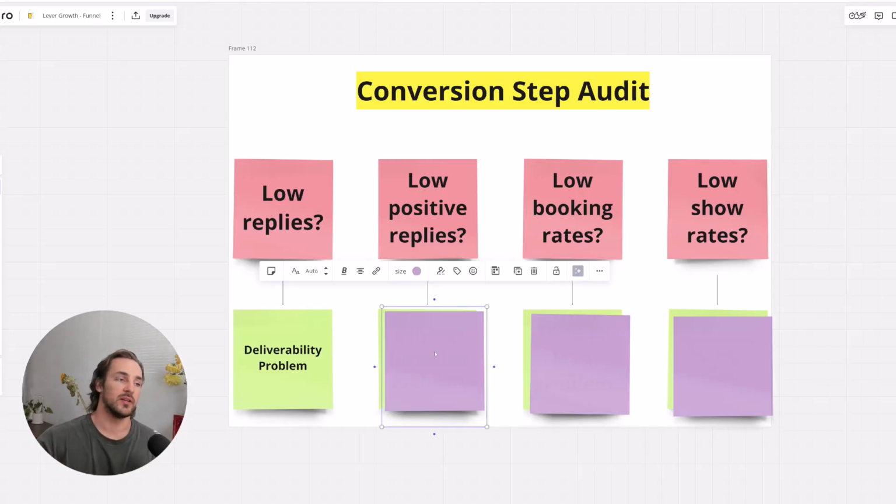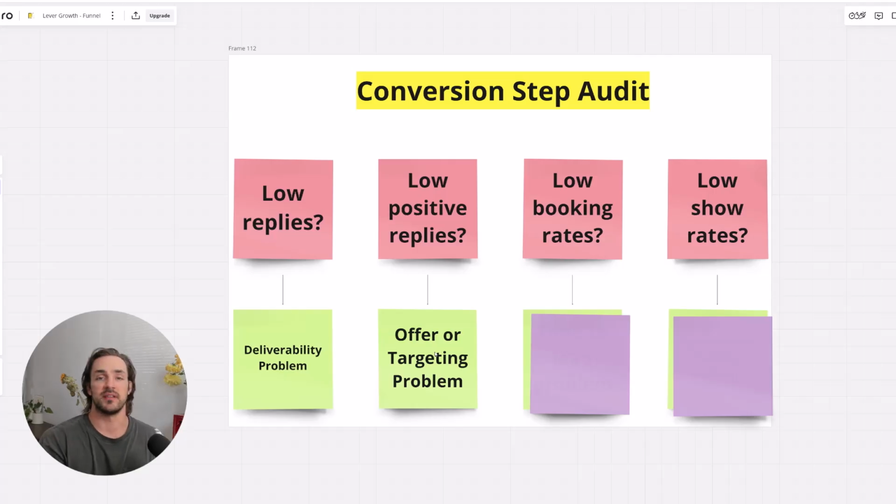Now, assuming your replies are okay, that's great. Now let's talk about how you actually improve your overall reply rates to make them more positive. You want to look at offers or targeting if your positive reply rates are low. So assuming you're actually getting into the inbox, assuming you're actually getting people to reply to your message, if they're not replying with positive intent, they're not interested, they don't want to hear more information, they're just telling you no, then that means that you have one of two issues, either offers or targeting.